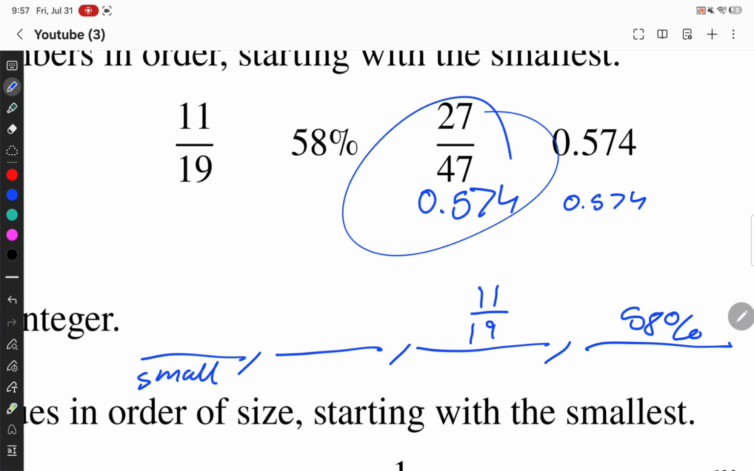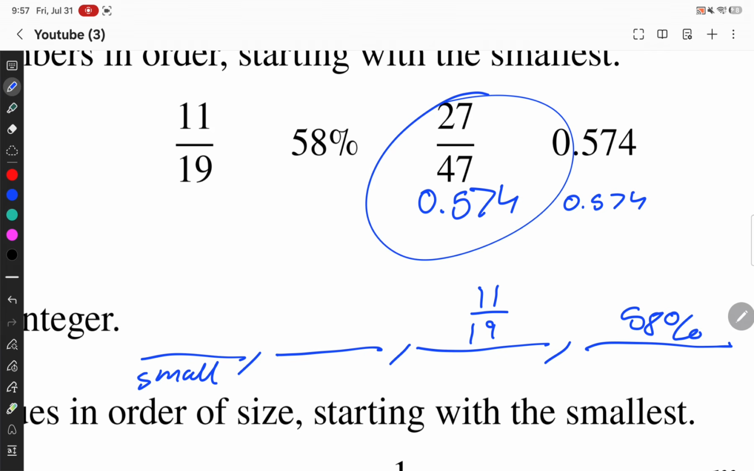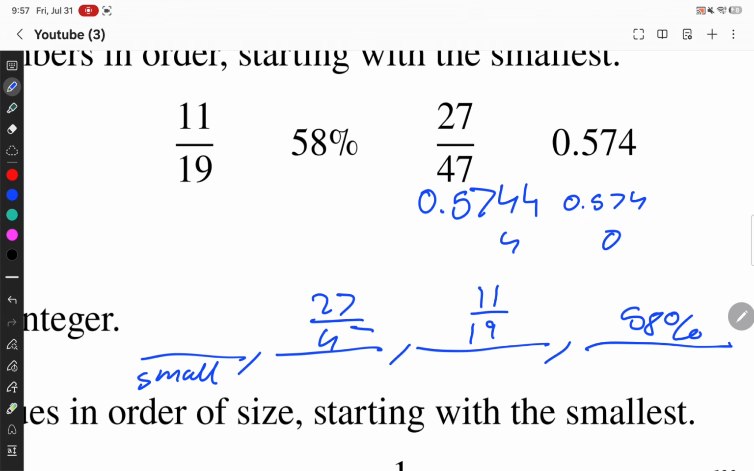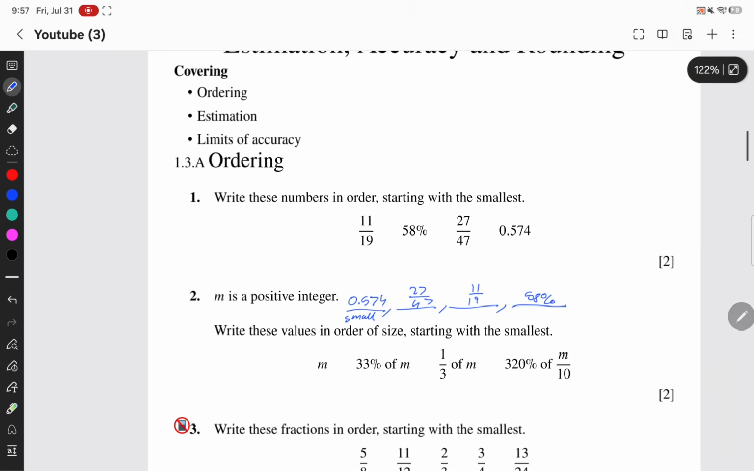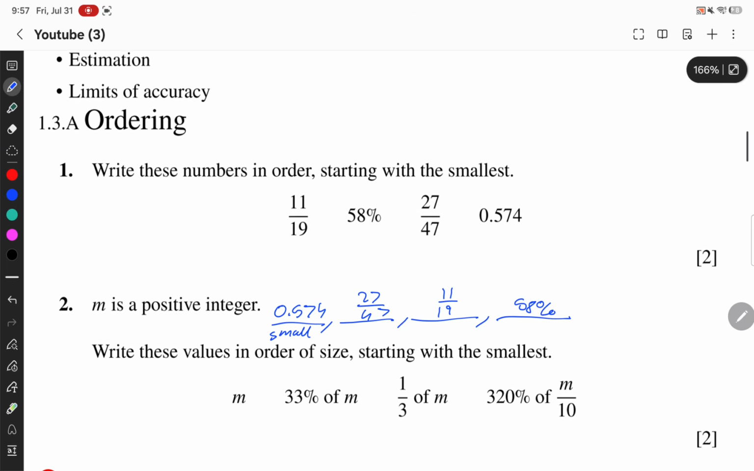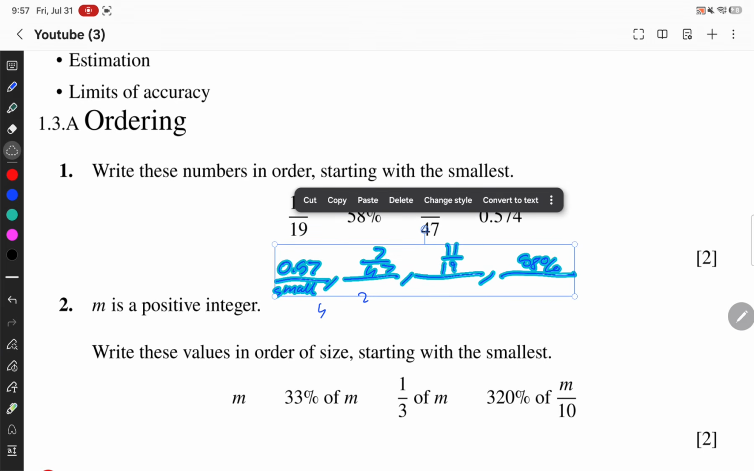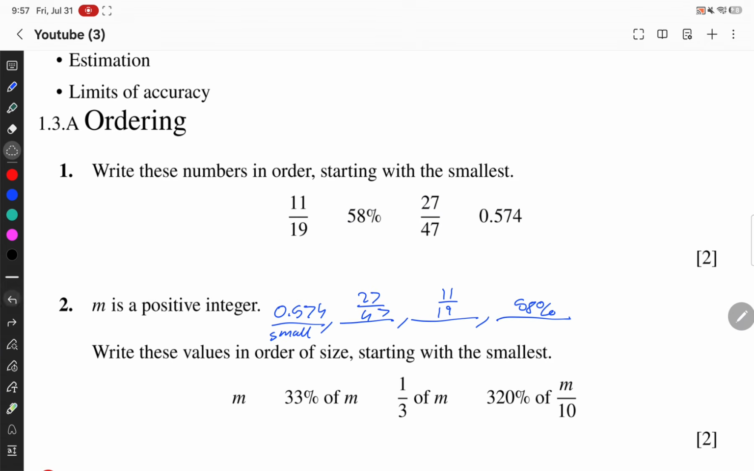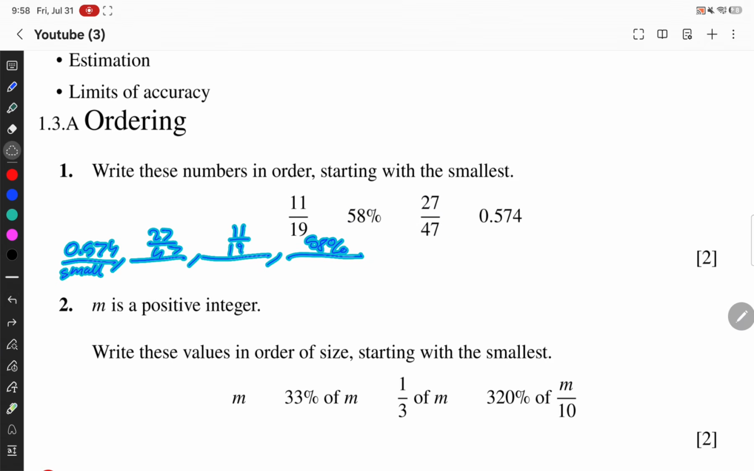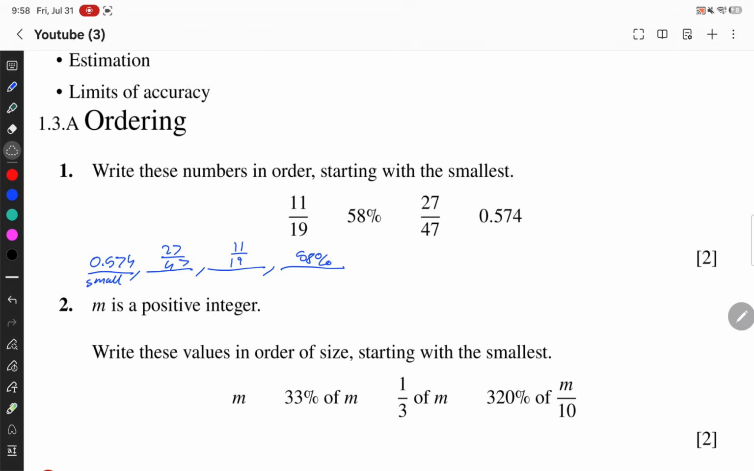These are the same, so we need more decimals for this. 27 over 47 is 0.7544. Now this is 4 and this is 0. This is higher. So this is 27 over 47, and our final value is 0.574. Perfect. So this is our ordering. Pretty cool. Oh, I didn't pick up all of the digits. So I'll just keep it over here.